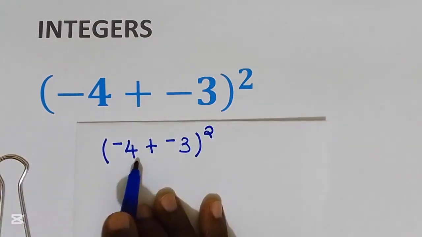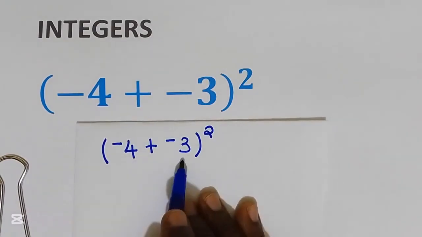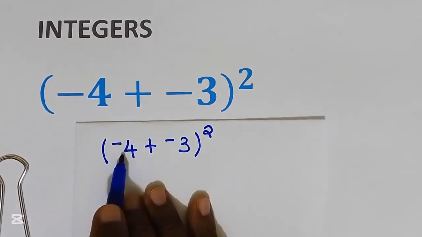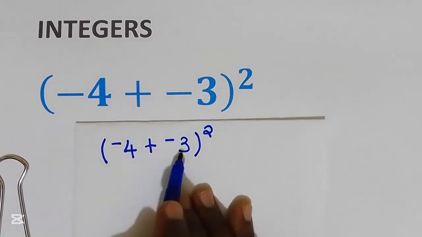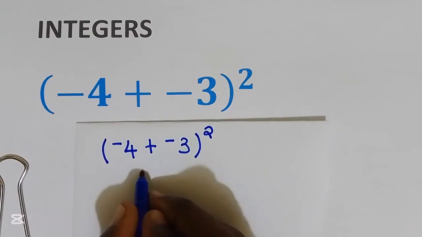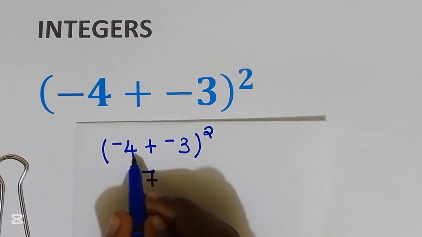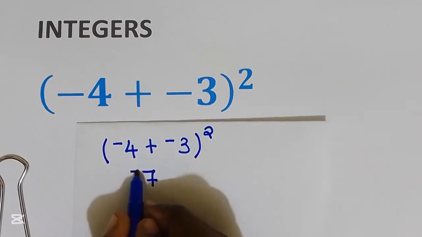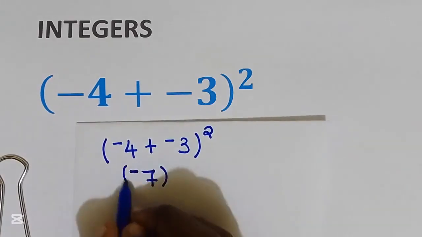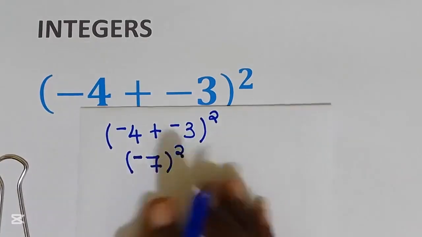From our question, we are going to start in the parentheses, and we have -4 plus -3. We are going to add the numbers. We will get 7, but since both of them are negative, the answer also is going to be negative. But this is squared. What does this mean?